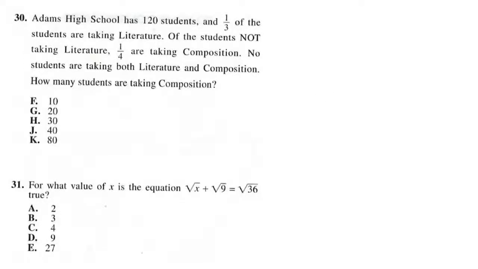All right, so for number 30, this school has 120 students, and 1/3 of the students are taking literature. So that means we have 40 that are taking lit.